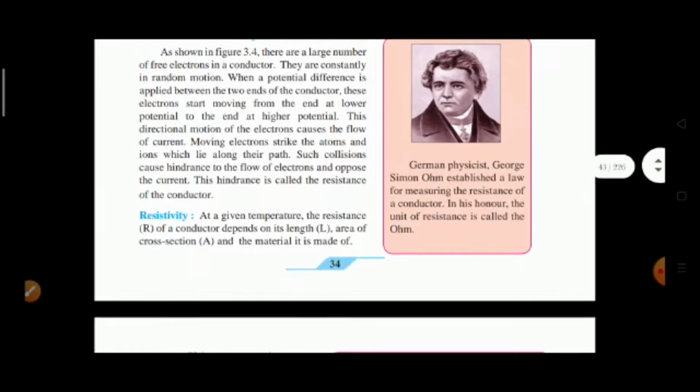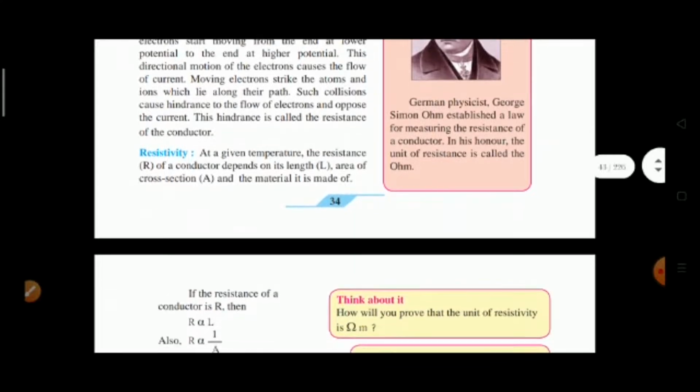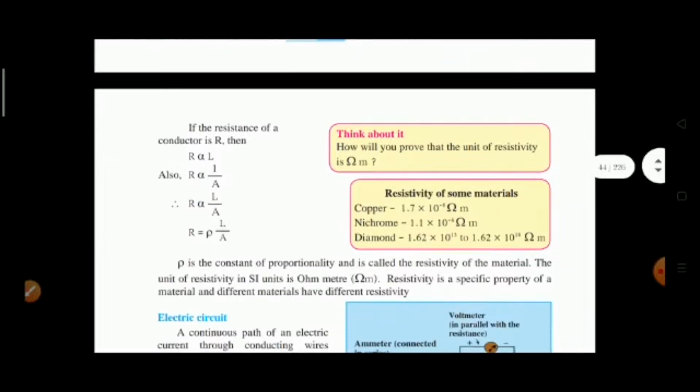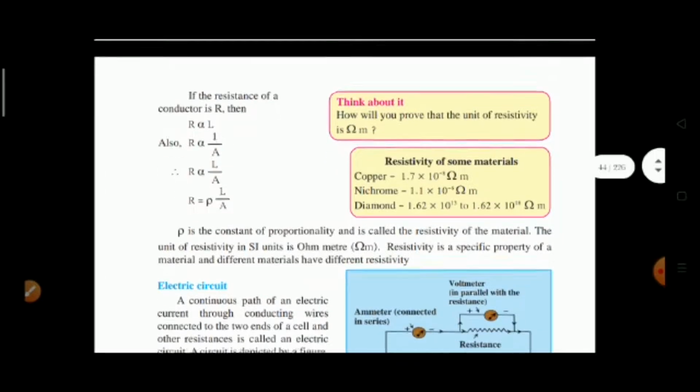What is resistivity? At a given temperature, the resistance R of a conductor depends on its length L, area of the cross section A, and the material it is made of. So R equals rho into L upon A, that is resistance equals rho times the length of the conductor divided by the cross section area.